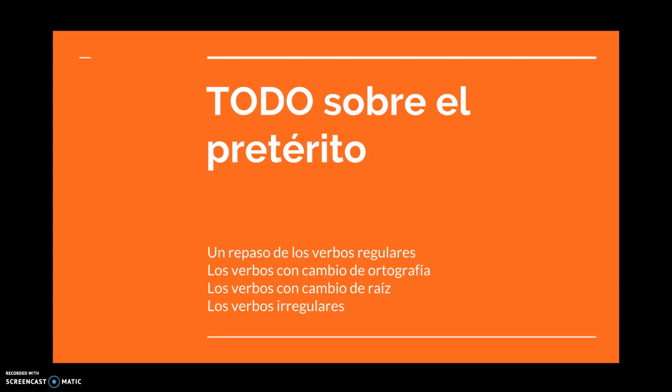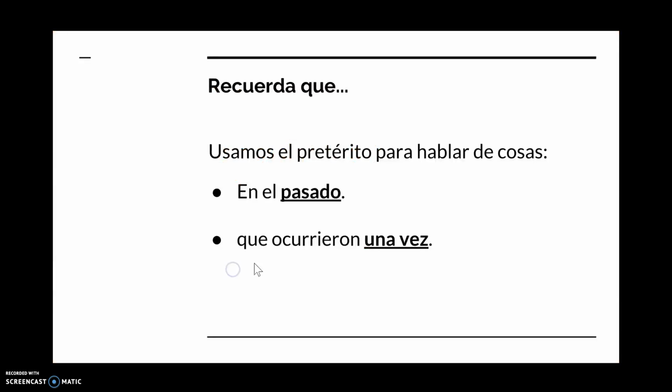We start off on la primera página with un repaso de los verbos regulares. You need to remember first off that we use the preterite to talk about things that happened en el pasado, which is in the past, and que ocurrieron una vez, that happened once. This is going to be something that will be very, very helpful for you to remember as we move on towards the end of the school year, especially in mid to late May.